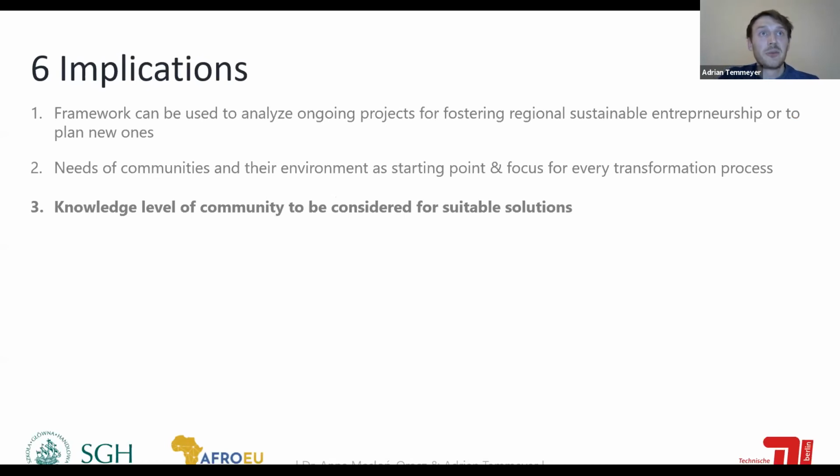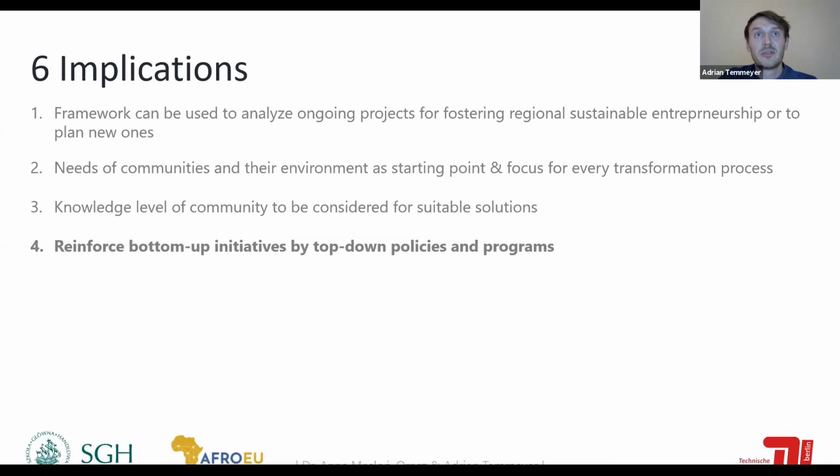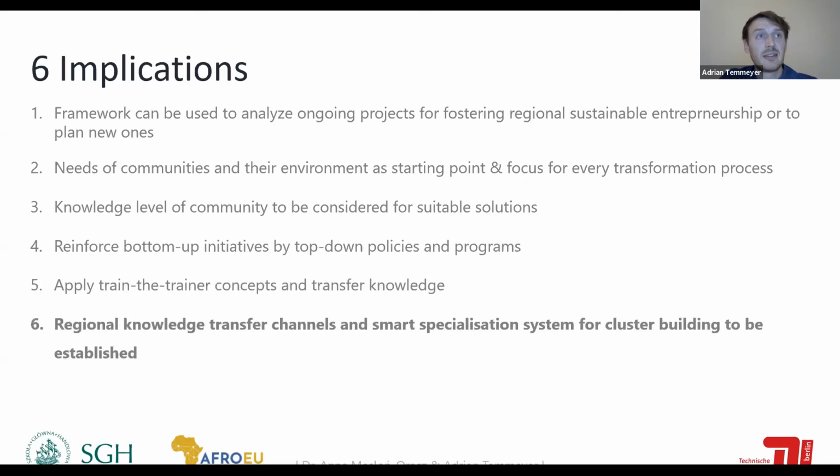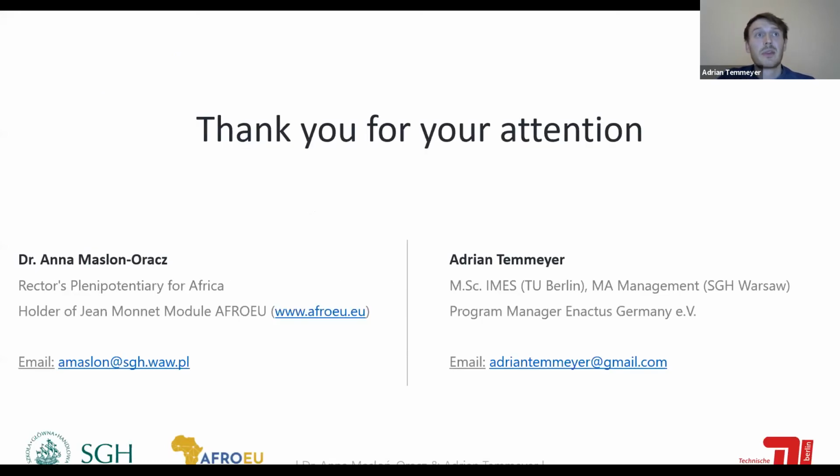Also, the knowledge level of communities needs to be considered for suitable solutions and to adopt appropriate technologies. Finally, our next point is that most promising is to reinforce bottom-up initiatives by top-down policies and programs. We saw a big value in applying train-the-trainer concepts and the transfer of knowledge for long-lasting development. And finally, regional knowledge transfer channels and smart specialization systems for cluster building need to be established for the regional development with our framework. Thank you very much.